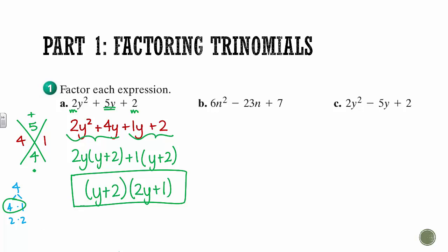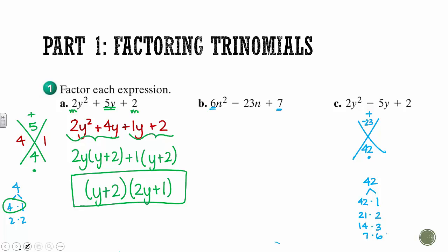Let's do B. So we want two numbers. They got to add to make the number in the middle, and they got to multiply to make 6 times 7. So stop and break down your 42. 42 and 1. 2 goes into this 21 times. And then 3 goes into it 14 times. 4 doesn't fit into it, 5 doesn't fit into it, and we know 6 and 7 do.